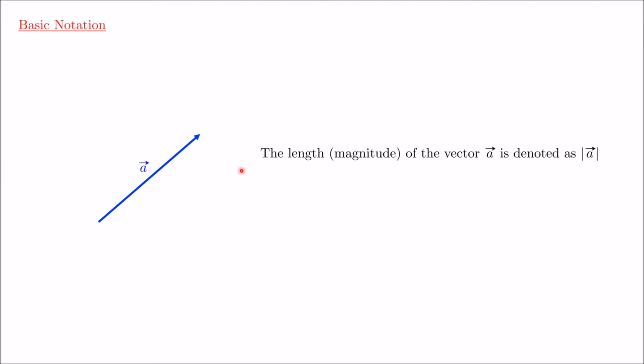Okay, next let's talk about the notation behind describing the length of a vector. So the length of the vector A is denoted like this. So what you do is you write the vector first, and then you surround it with some vertical bars. So suppose we got a vector here and its length is 5. Then we can write that symbolically like so.